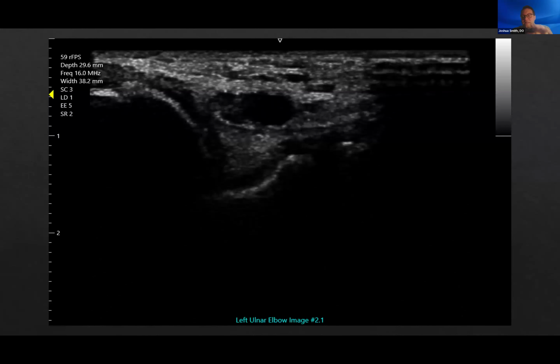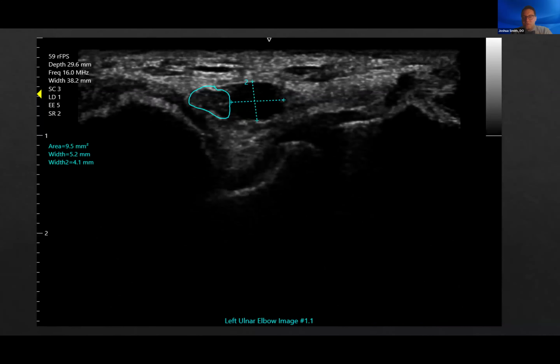Here's another example. Let's say you had the same kind of patient as beforehand, but you're doing your ultrasound, and now this is an ultrasound image at the medial epicondyle and the olecranon. This structure right here is the nerve, and then you see this big ball next to it. So I'm going to go to my next image where I did some measurements, and now I've outlined it more clearly for you.